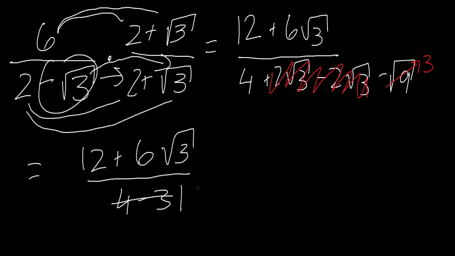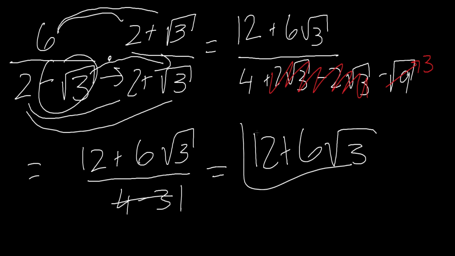We know 4 minus 3 is 1. And when we divide anything by 1, except for 0, it's always whatever is on the top. So this simplifies to 12 plus 6 root 3. And that's all. Those are mainly the two cases that you would need to know when rationalizing the denominator.